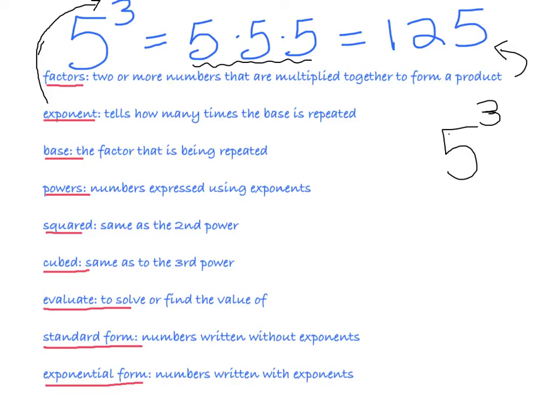Exponential form is when you write numbers with exponents in them. In this case, we're talking about 5 to the third power. That would be writing it in exponential form. Sometimes we refer to this 5 times 5 times 5. Sometimes we refer to that as expanded form, writing those multiplication problems out.